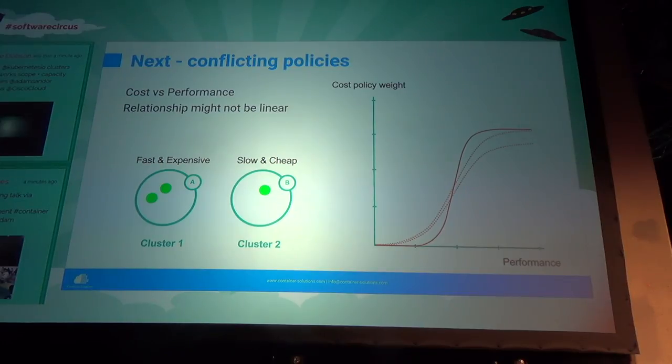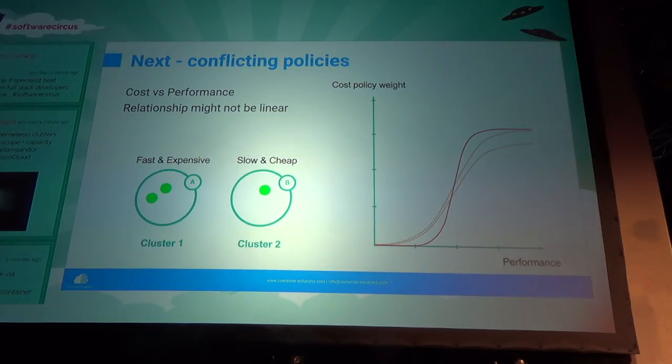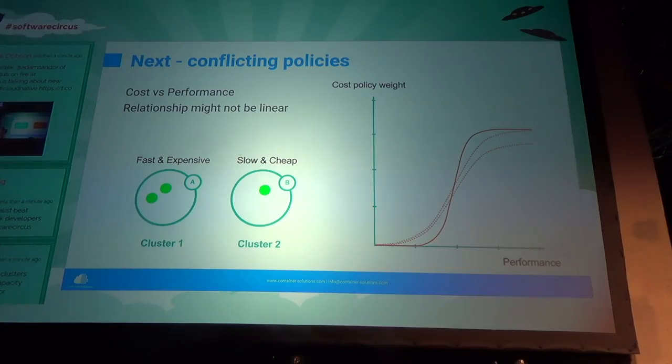So on the y-axis, you can see how much weight the cost policy gets. The more weight the cost policy gets, the more it will pull containers towards the cheap cluster. So that's not increasing cost, that's actually decreasing cost by giving weight to the cost policy. I hope you get that one. That probably could have been done somehow simpler, but I didn't manage to do that. The x-axis is the currently observed performance on the cluster.